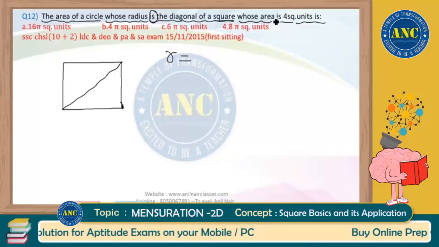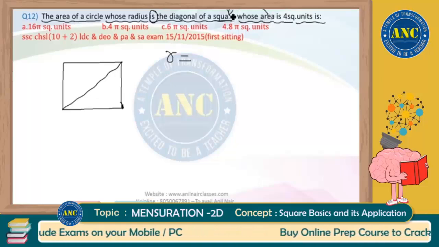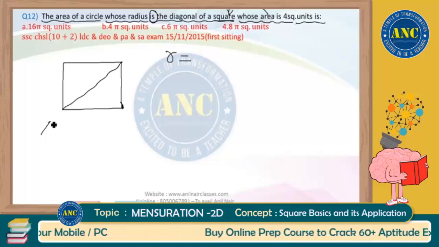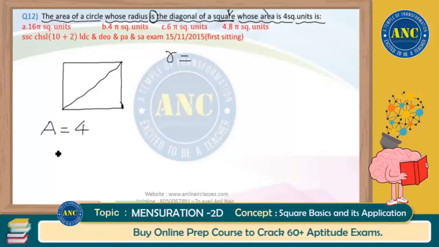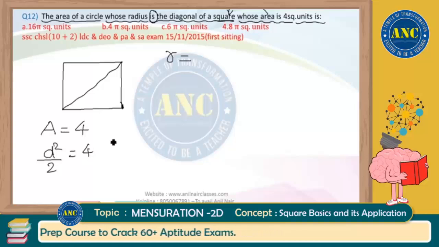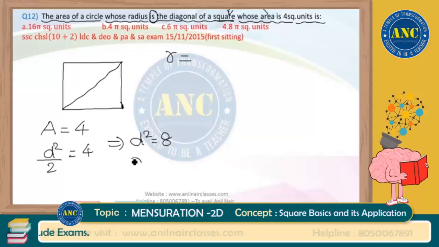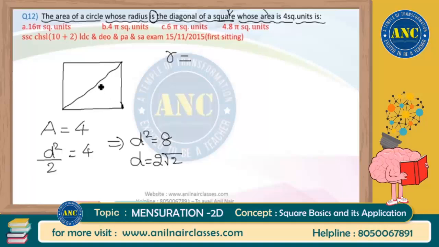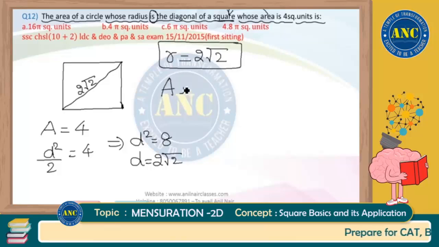The area of this square is 4 square centimeter. Area is 4. That means d square by 2 is 4. That means d square value is 8. Right? D square value is 8. D value is square root of 8, which is 2 root 2. That means diagonal value is 2 root 2. That is nothing but equal to radius value also. Diagonal of the square and radius of circle both are same.